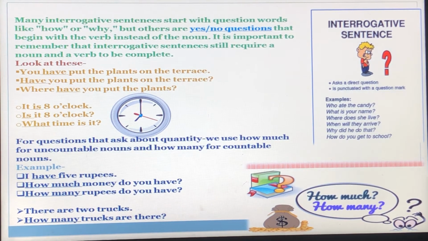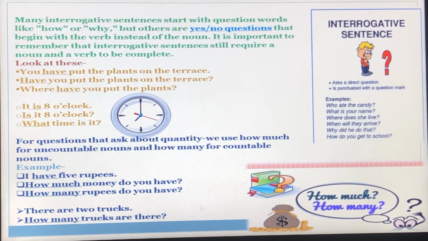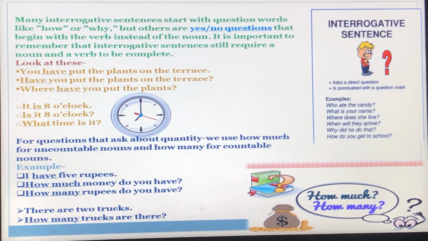We can see the sentence, you have put the plants on the terrace. If we use the auxiliary verb here, have, we can change it to a yes or no question. Have you put the plants on the terrace? So here we are asking a yes or no question. Have you put the plants? And when we are writing with WH, where have you put the plants? Next example, it is 8 o'clock. If you want to ask a yes or no question, is it 8 o'clock? In WH, what time is it?